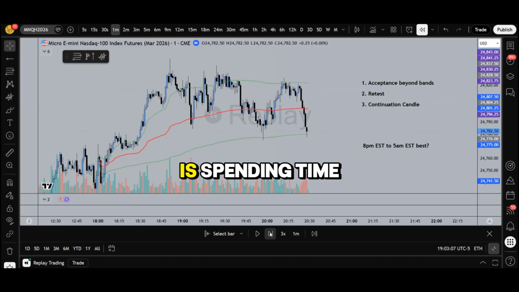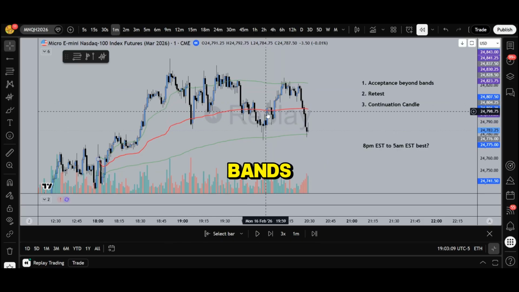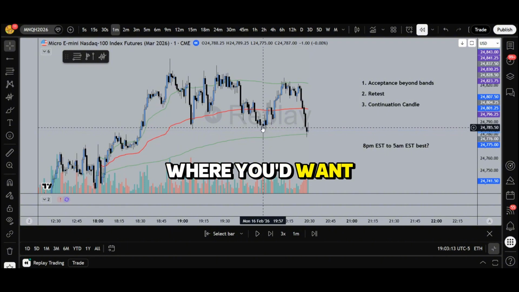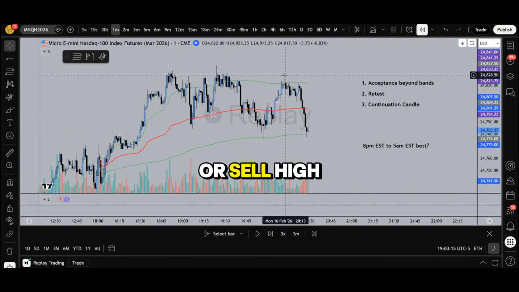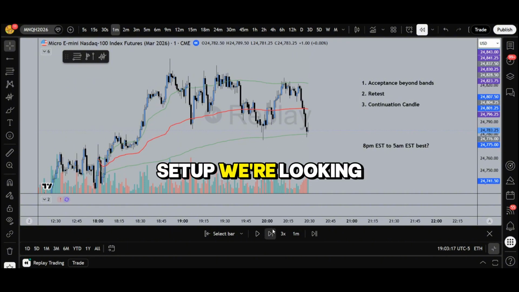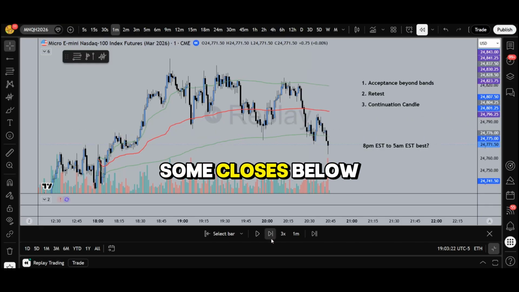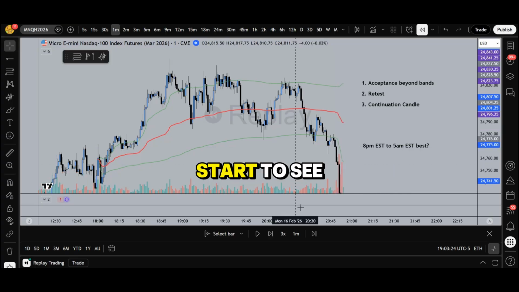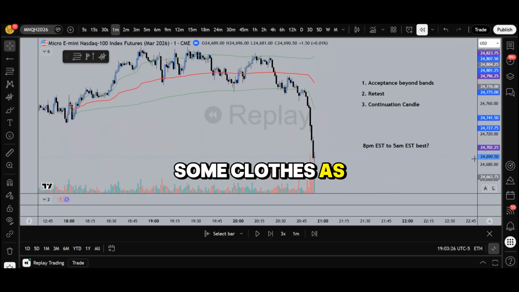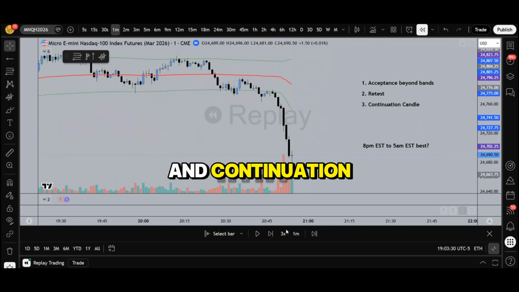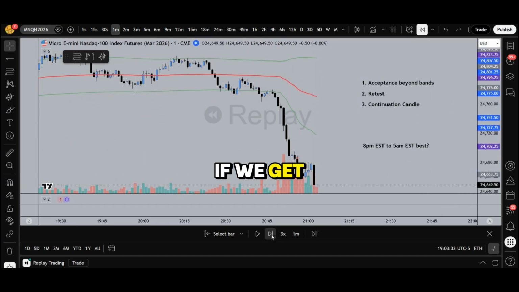So while price is spending time accepted within the bands, you can consider this to be a ranging market where you'd want to buy low or sell high. But for this setup, we're looking at the price continuation. So we need to start seeing some closes below the bands or above them. So here we start to see some closes well below the lower bands. And from here, we would look for a retest and continuation. So let's see if we get it.